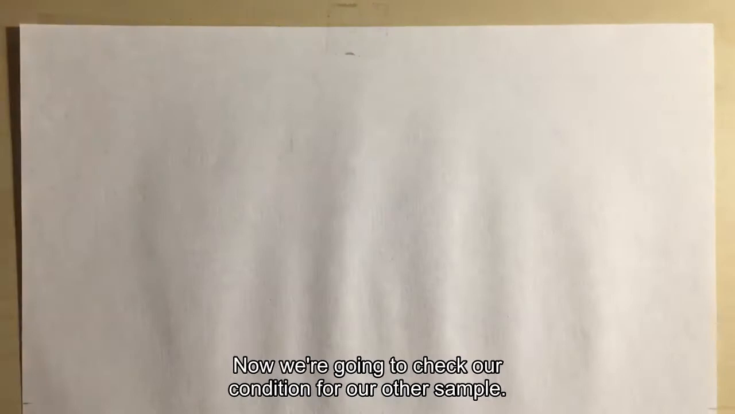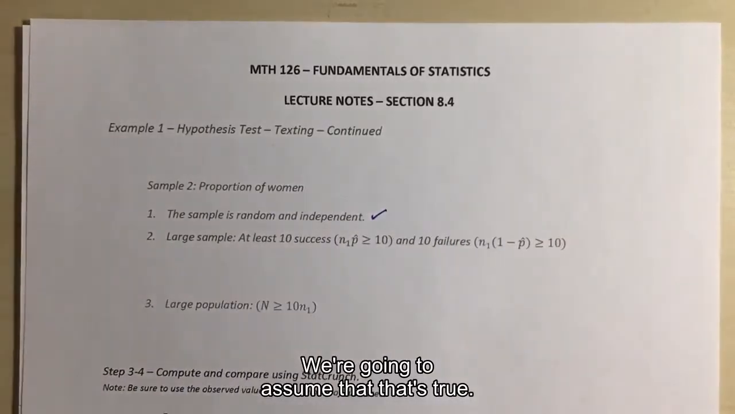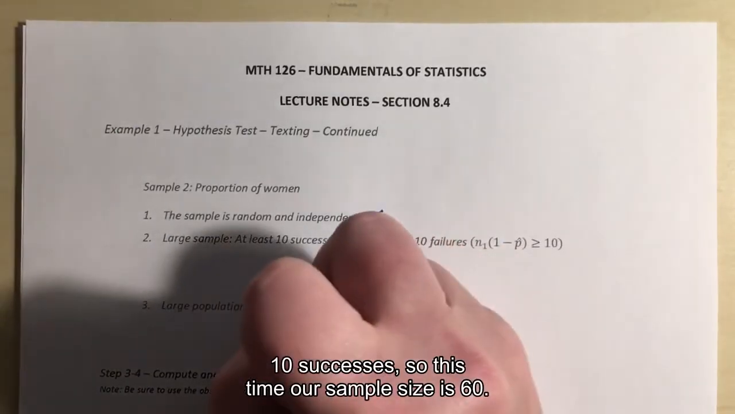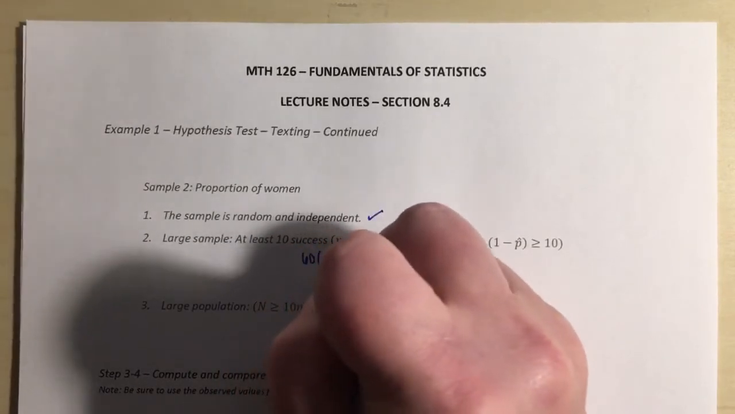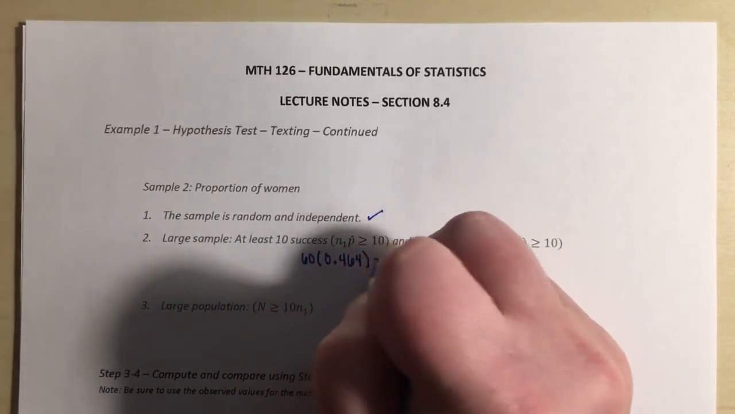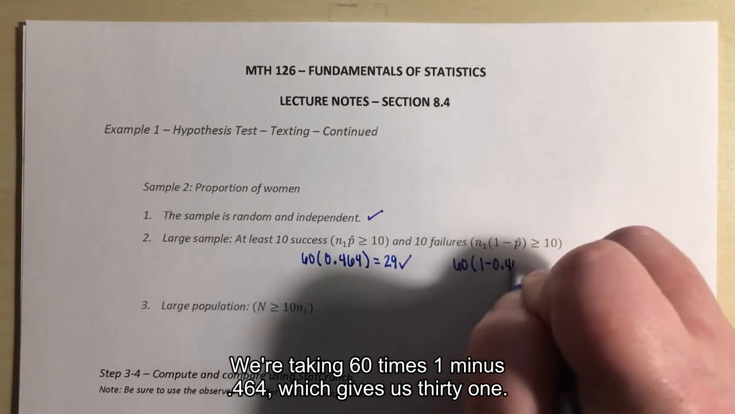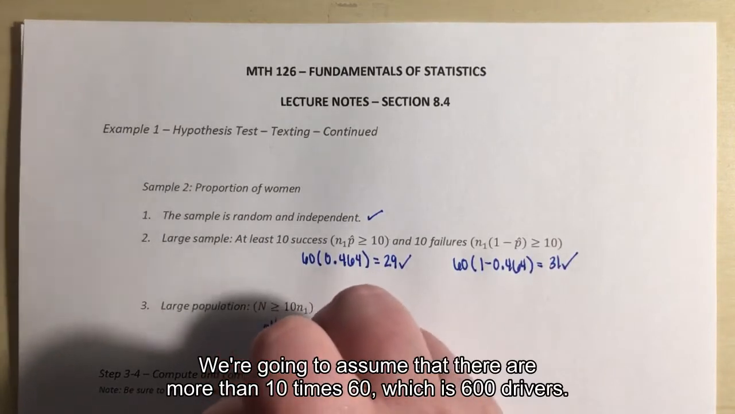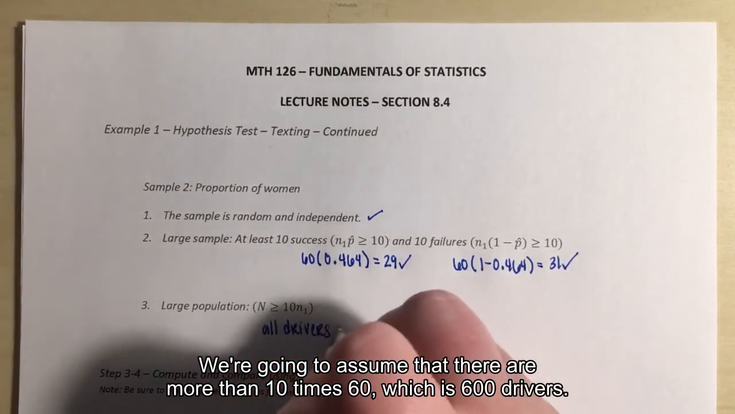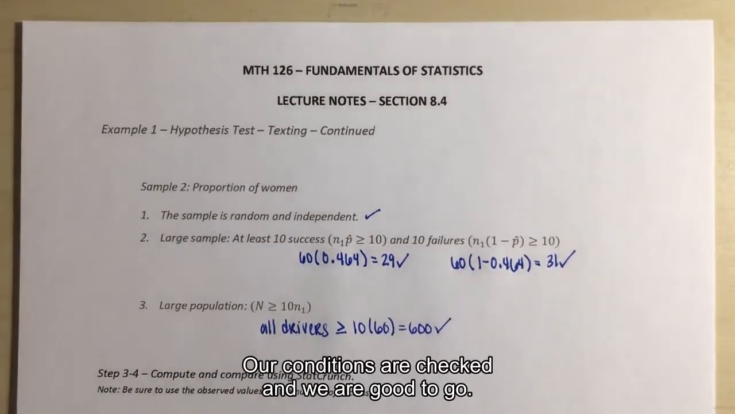All right, now we're going to check our conditions for our other sample. So our proportion of women, our sample is random and independent. We're going to assume that that's true. For the successes, this time our sample size is 60. We're still using that 0.464, so it again is just our P hat. We're taking 60 times 1 minus 0.464, which gives us 31. We're going to assume that there are more than 10 times 60, which is 600 drivers. So our conditions are checked and we are good to go.